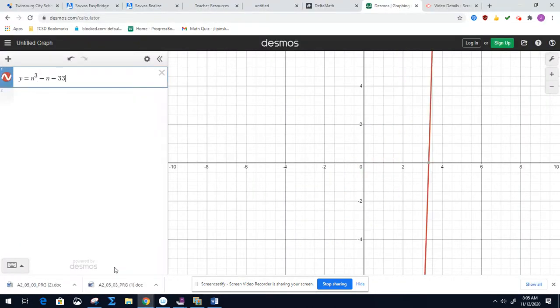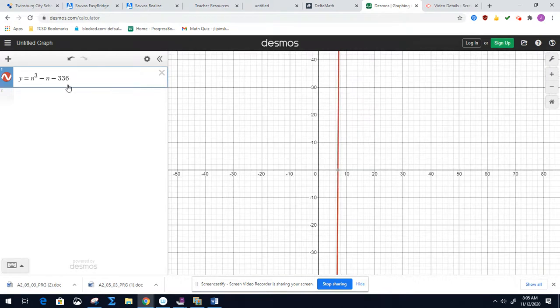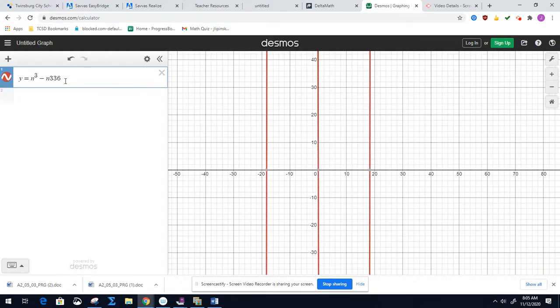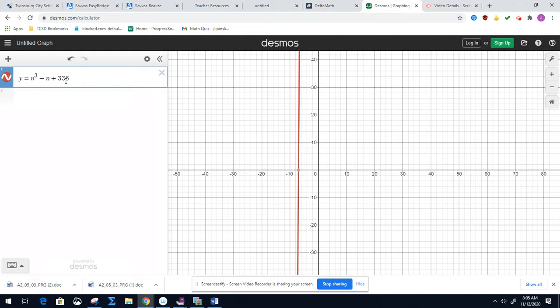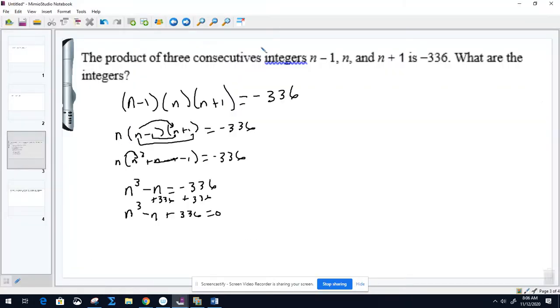Now, it's only going to give me one of my solutions here. Oh, that's a plus. Okay, so it only gives me one answer. Why is that? Because it's three consecutive integers. That integer n is negative 7. I've got to add 1 to that and subtract 1 from that. So I got n is equal to negative 7.